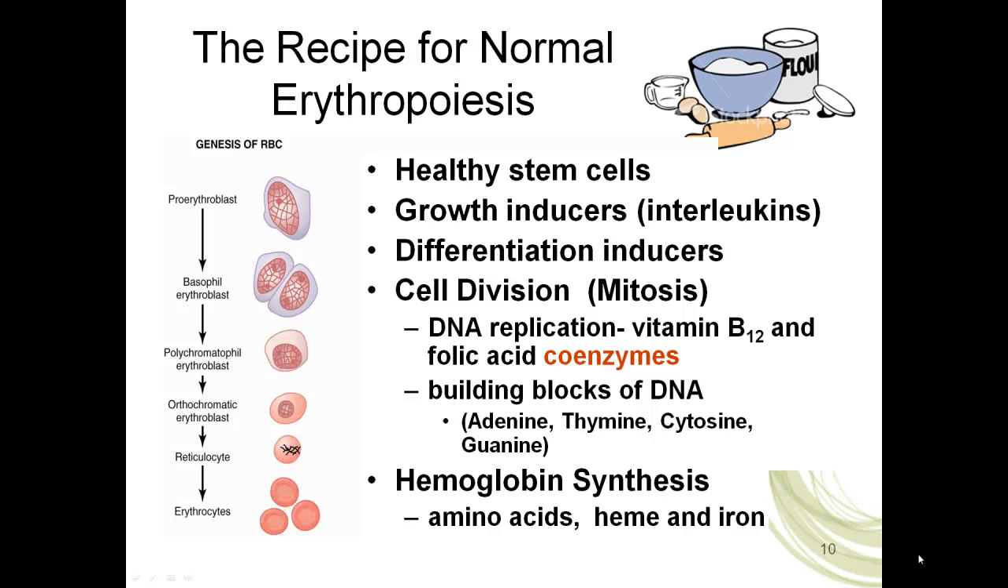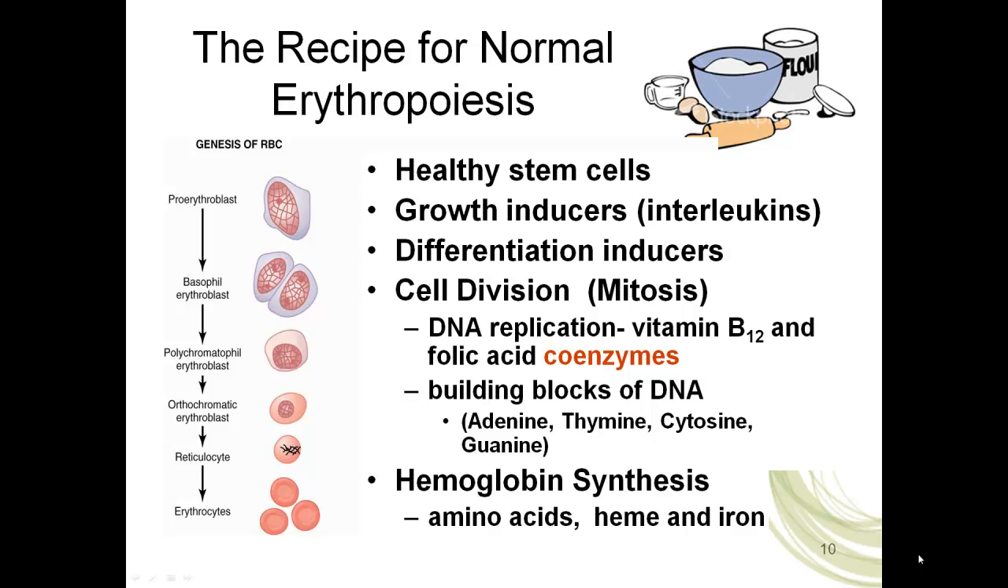What else do we need for proper erythropoiesis, which is the synthesis of red blood cells? We need all the ingredients for hemoglobin synthesis, and I will talk about this more in our next segment. We need amino acids for the globin chains, we need iron, and we need the pyrrole rings. And the pyrrole rings are made in the mitochondria.